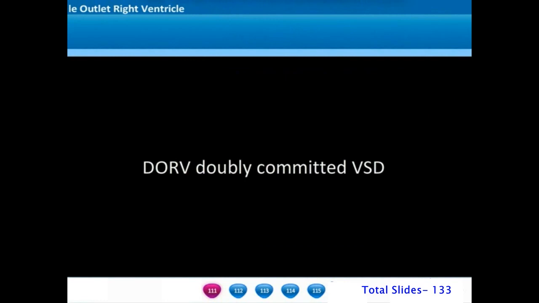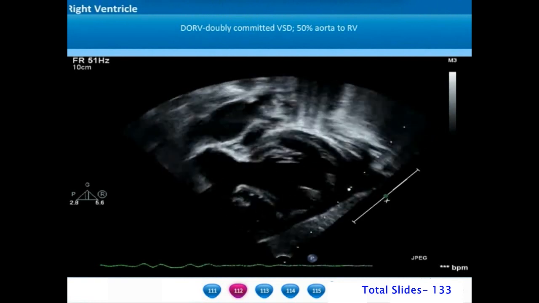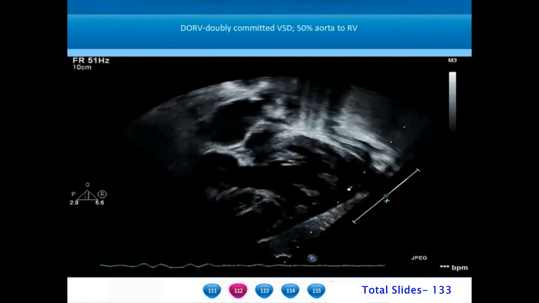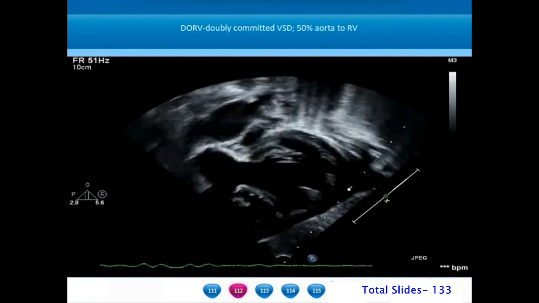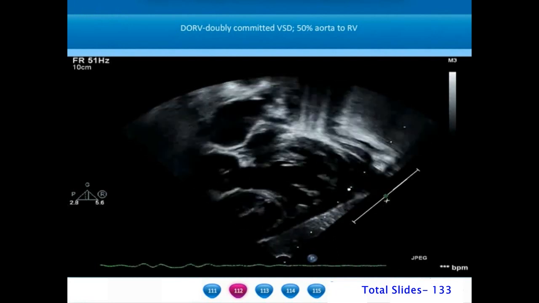Double outlet right ventricle with doubly committed VSD refers to ventricular septal defects which are located below both the aortic and pulmonary valves. This is relatively rare compared to double outlet right ventricles with subaortic and subpulmonary VSDs. In this subxiphoid short axis view, we can notice the aorta arising partially from the right ventricle. There is a 50% aortic override.